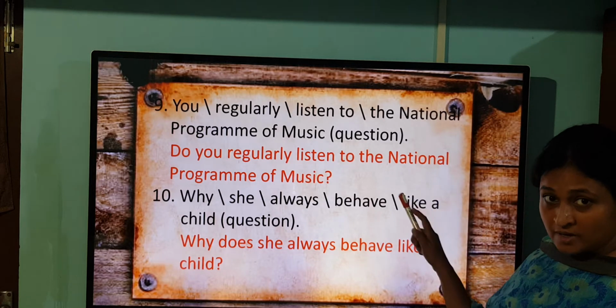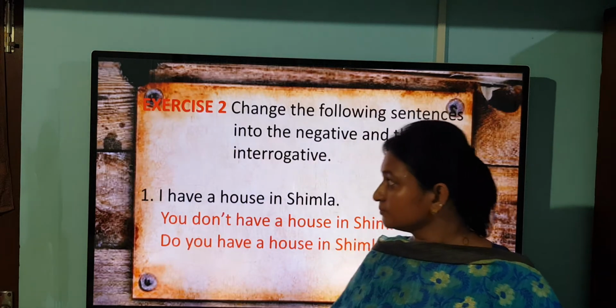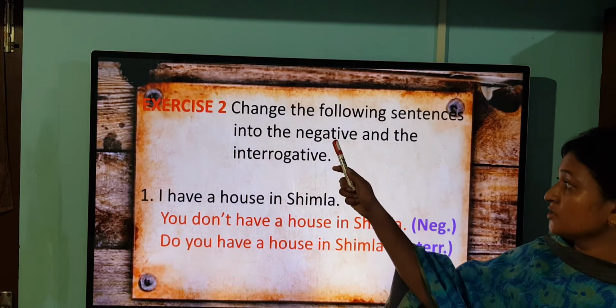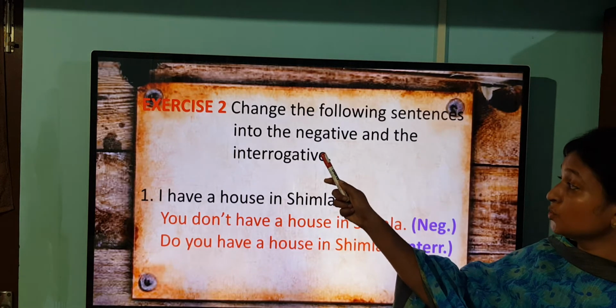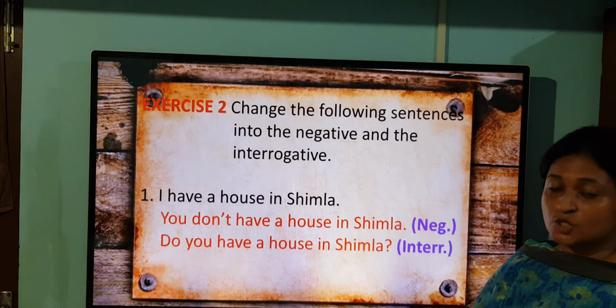I hope you have understood how to frame the sentences. Change the following sentences into the negative and interrogative. So how many answers will be here? Two. One, you have to form it into negative. Another one is you have to make it into interrogative.